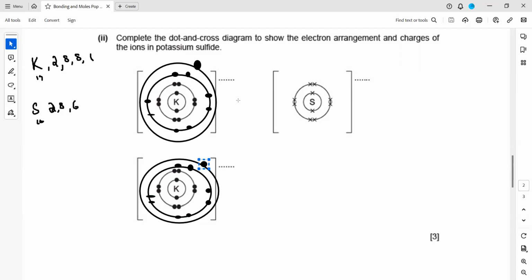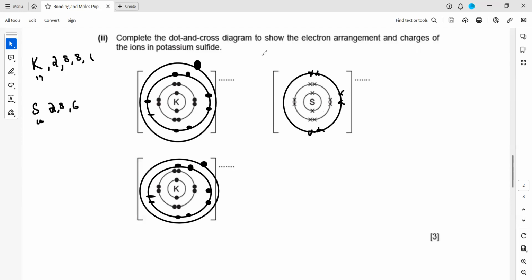I'm first drawing the atoms to explain the idea of how the structure will look. This is not the final structure. For sulfur, it is 2, 8, and 6, so we have to draw another shell for the sulfur. And this is called a dot and cross diagram. If for the first element you're using dots, for the other element you should use crosses.